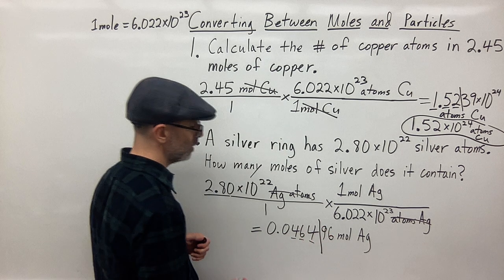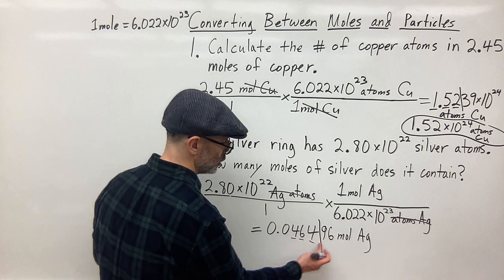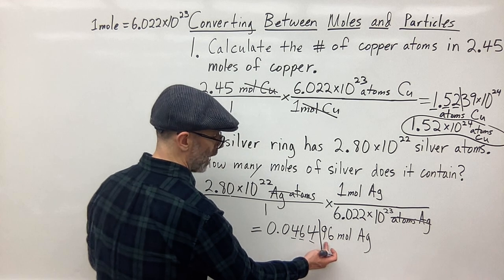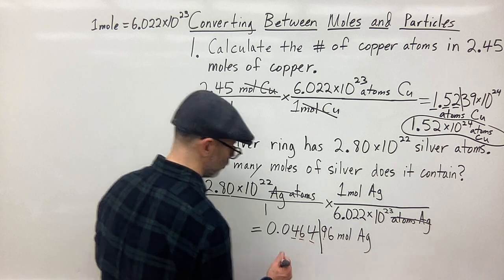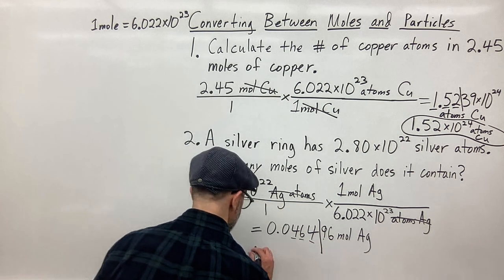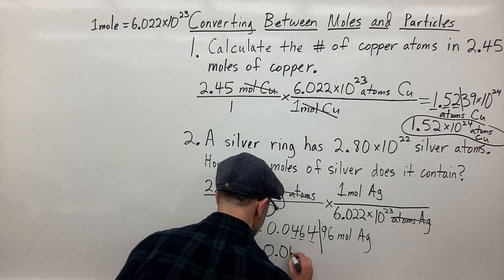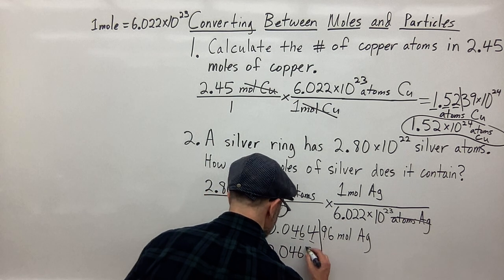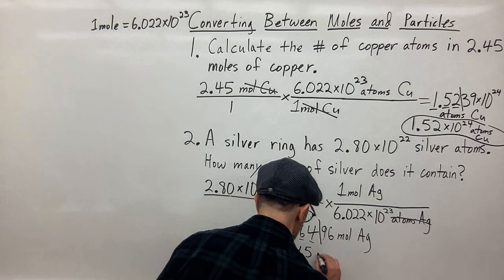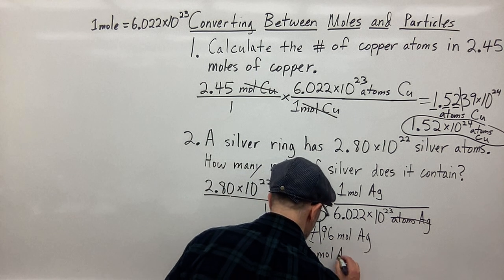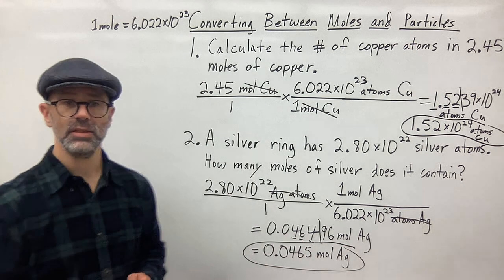Cut it off here. And again, the next number after the last significant digit determines if you round. If it's 5 or greater, then you round. And I have a 9, so I'm going to round. So that becomes 0.0465 moles of silver. So that is my final answer.